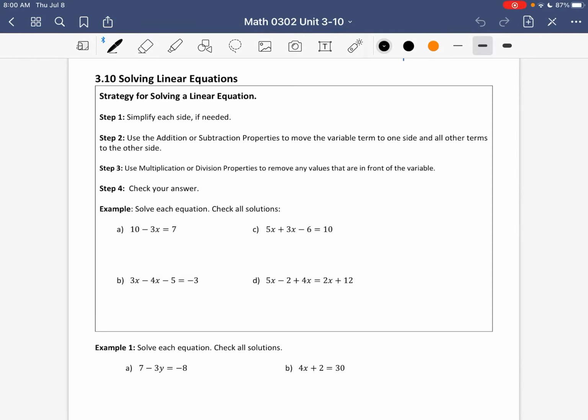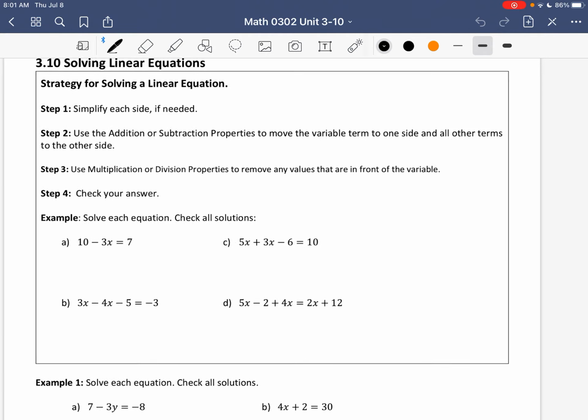Okay, this is Professor Lepe again, and this video is about Unit 3, Part 10, Solving Linear Equations. This is the last video for Unit 3, so we'll be combining everything that we know, starting from Unit 3.1 all the way up until now, to solve special types of equations that are called linear equations.